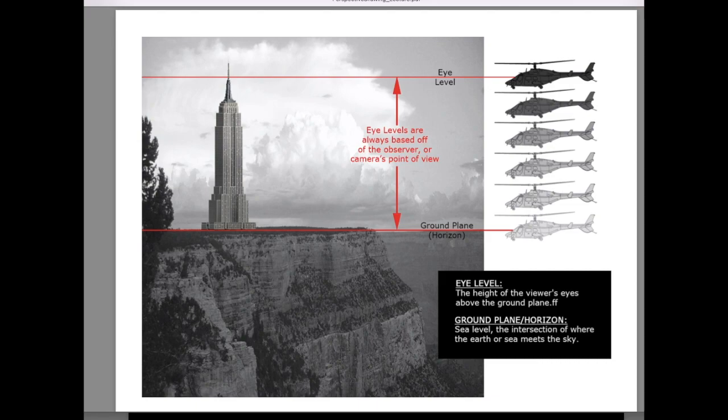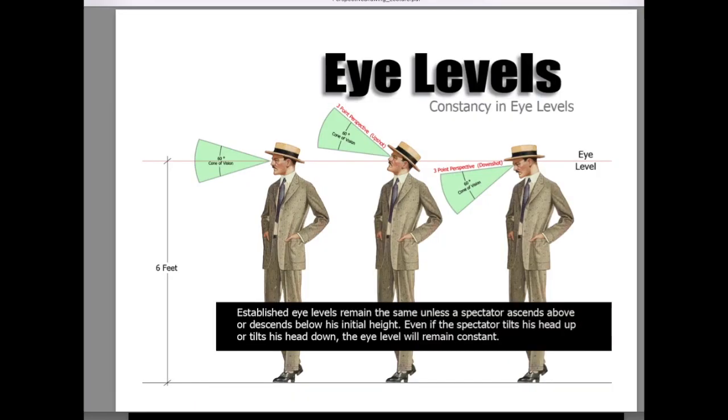The ground plane is always the same, the horizon line. It's always where the earth and sky, or sea and sky, meet. The eye level remains the same even if the spectator tilts their head up or down.